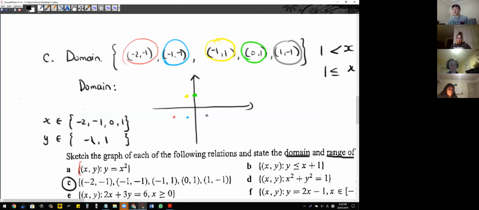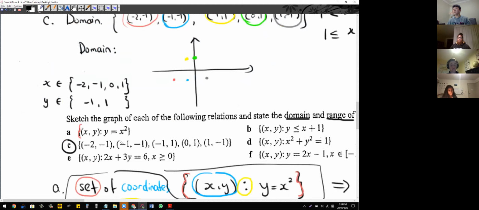So this does not mean the domain is from -1 to 1. You see how this curly bracket is not a round bracket? Only the round bracket and the square bracket means it's from there to there. If you have a curly bracket, it just means it's just that and nothing else.